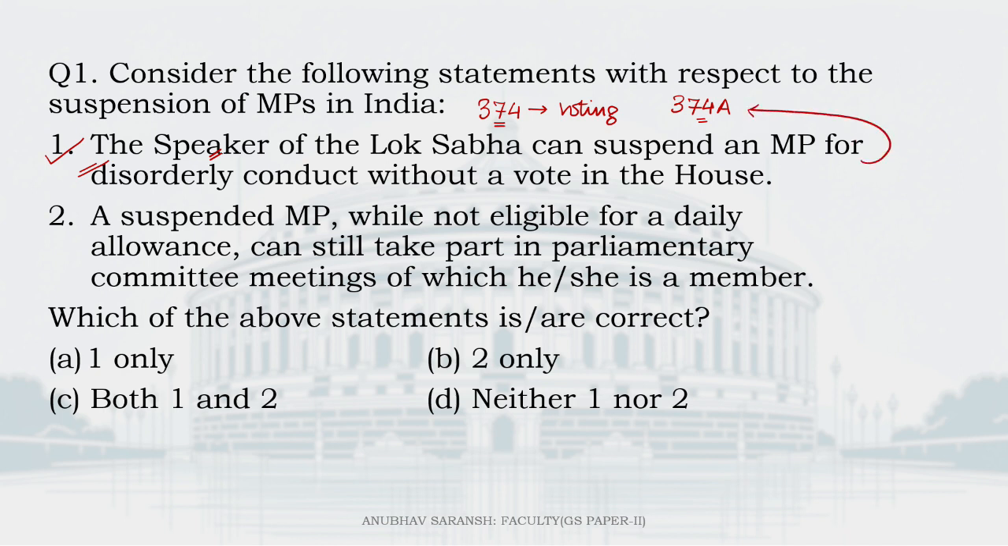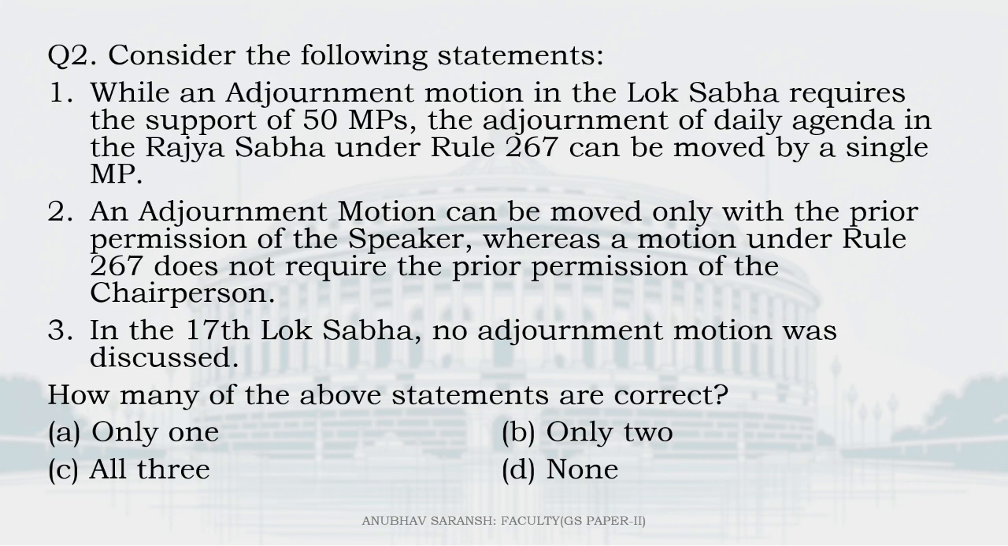Number 2, a suspended MP, while not eligible for a daily allowance, can still take part in parliamentary committee meetings of which he or she is a member. Now see, when an MP is suspended, of course he or she is not eligible for the daily allowance, plus he or she cannot give any notice, plus he or she cannot take part in any parliamentary committee meeting as well. So 2 is incorrect. Right answer is A. Which of the above statements is or are correct? A, 1 only.